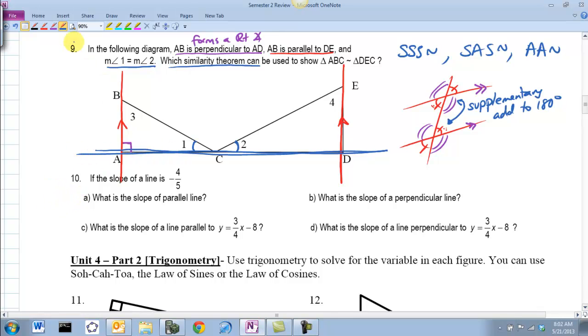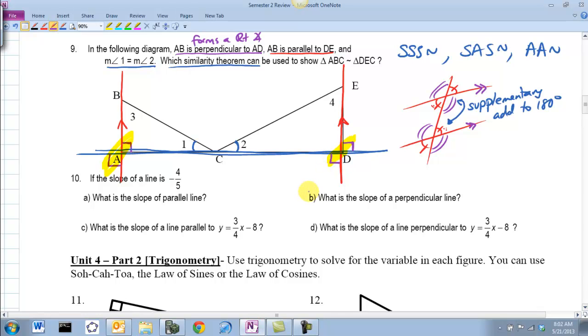And suddenly I can start to see what things have to be congruent. Like this 90 degrees that's right here in the corner would have to match right here. And these same two would have to match up over here in the exact same way. So this has to be 90, and this has to be 90.